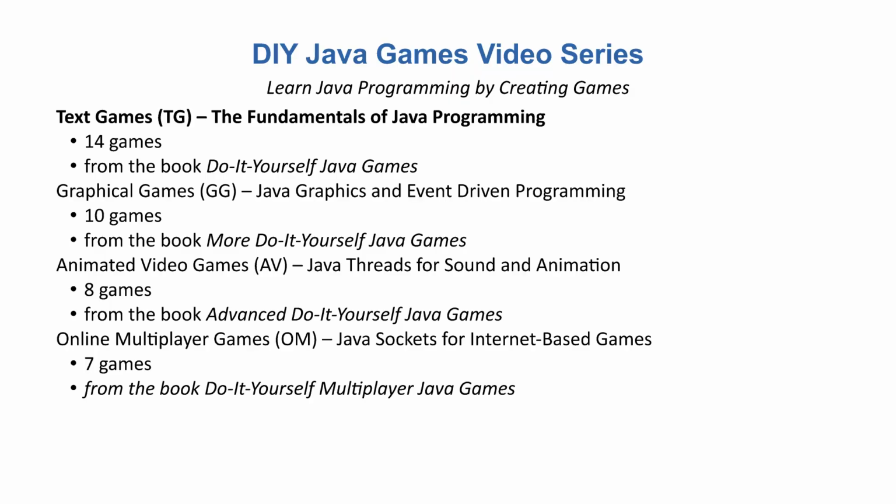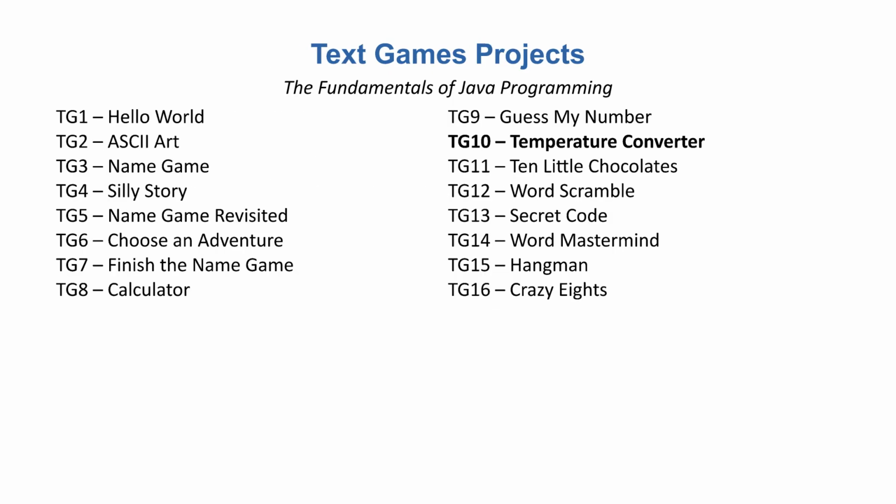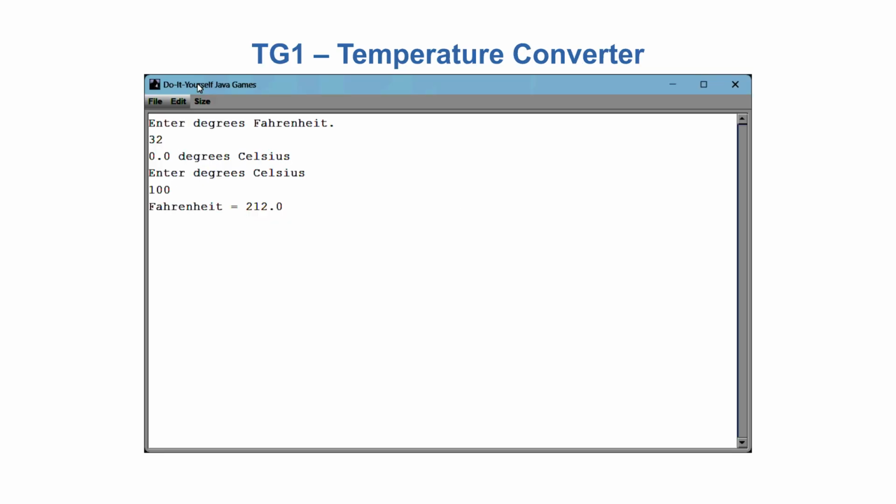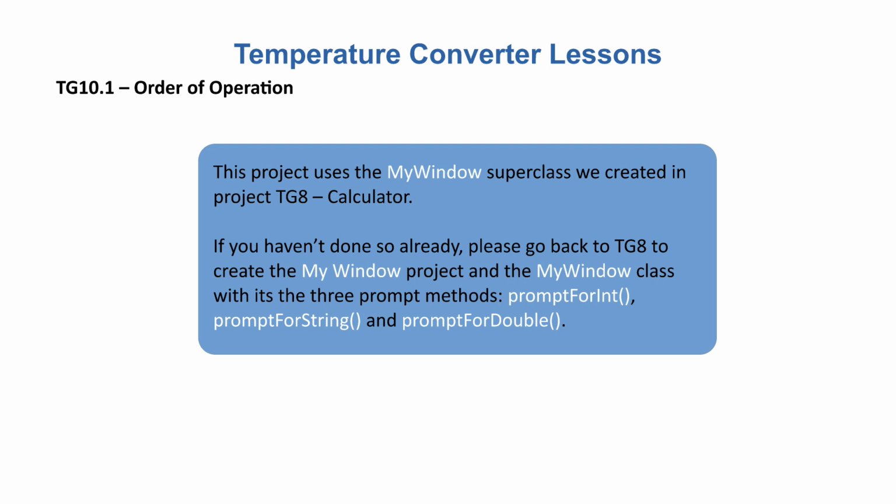We're currently in the Text Games video series, TG, the first of 4 types of games series. The focus of this series is to cover the fundamentals of Java programming. No previous programming experience is required. You'll learn how, when, and why Java programs are written the way they are. This series has 16 projects. We're currently working on the 10th project, TG10, Temperature Converter. In this project, we'll create a program to convert temperatures from Fahrenheit to Celsius and from Celsius to Fahrenheit, like this. This is lesson TG10.1, where you'll learn about the order of operations.